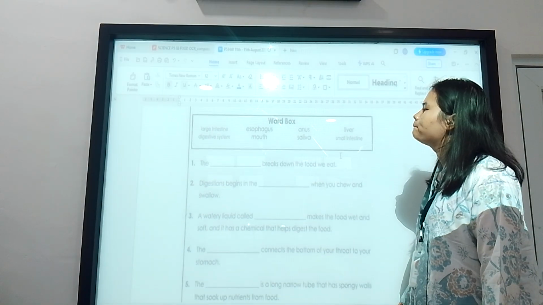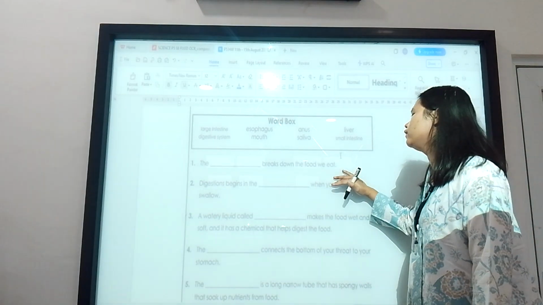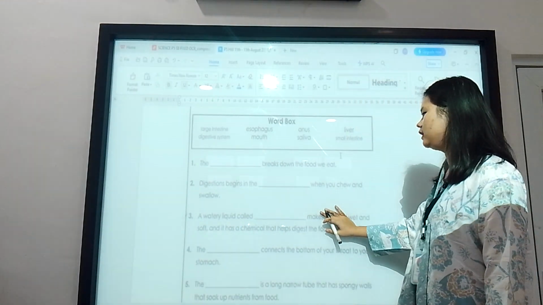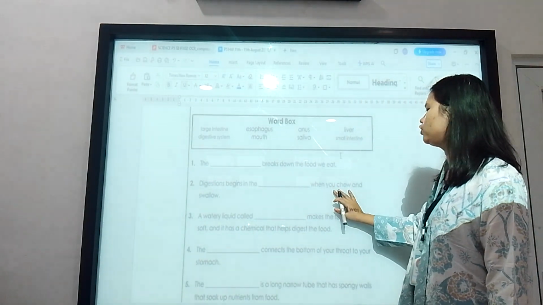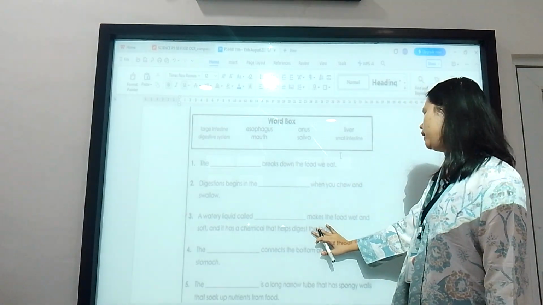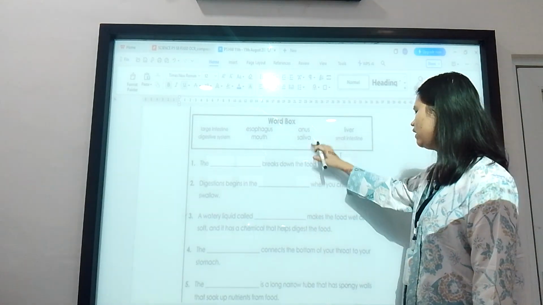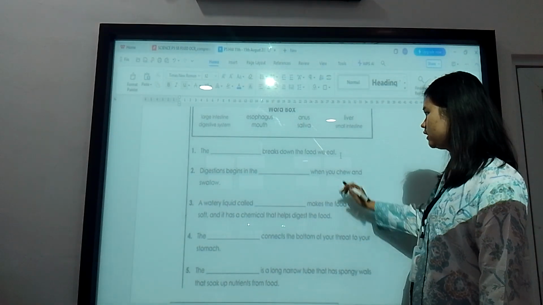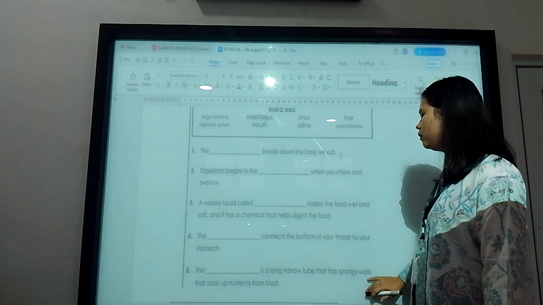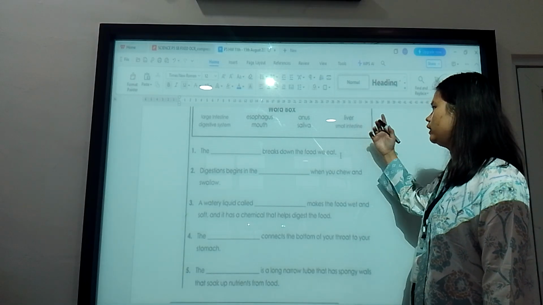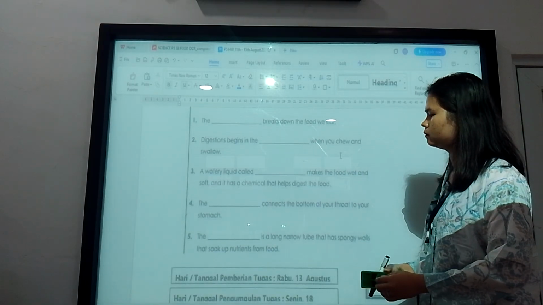Okay, the blank breaks down the food we eat: digestive system. Digestion begins in the blank when you chew and swallow: mouth. A watery liquid called blank makes the food wet: saliva. Number 4, the blank connects to the bottom of your throat: esophagus. Number 5, the blank is a long narrow tube that has spongy walls: small intestine. Okay.